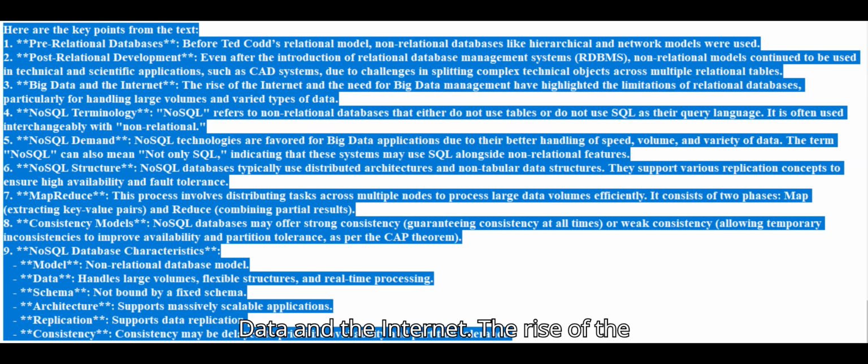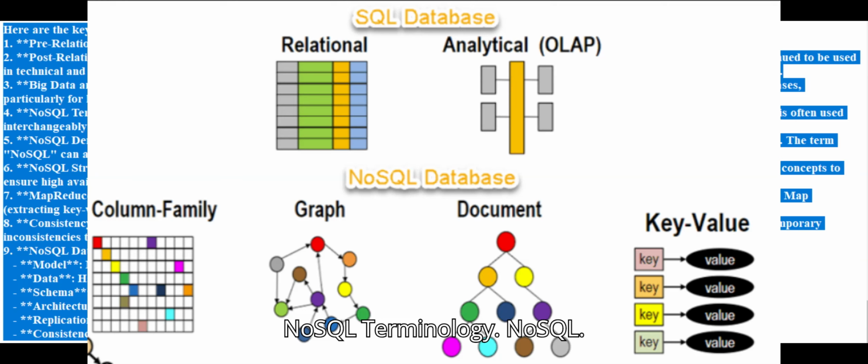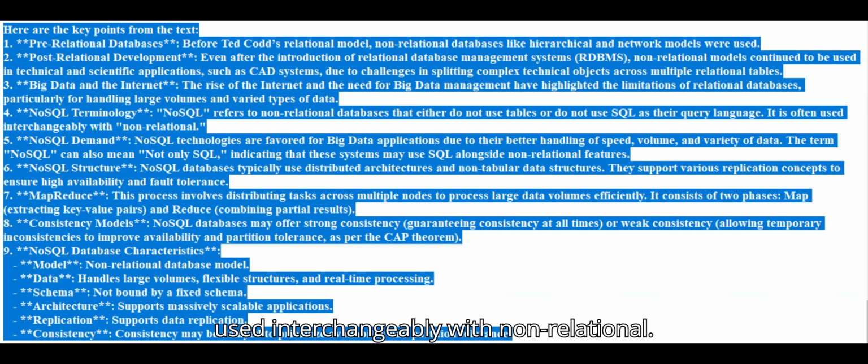3. Big data and the Internet. The rise of the Internet and the need for big data management have highlighted the limitations of relational databases, particularly for handling large volumes and varied types of data. 4. NoSQL terminology. NoSQL refers to non-relational databases that either do not use tables or do not use SQL as their query language. It is often used interchangeably with non-relational.